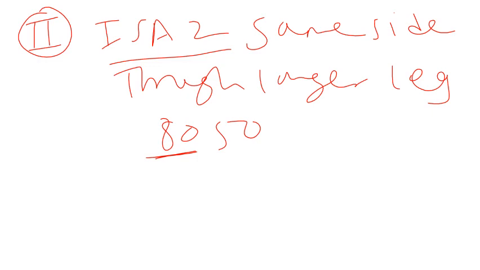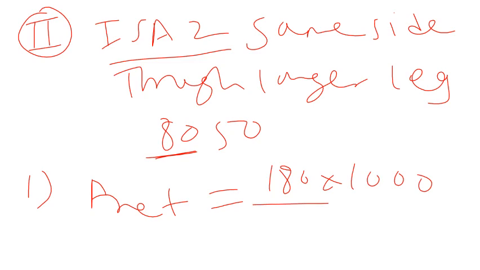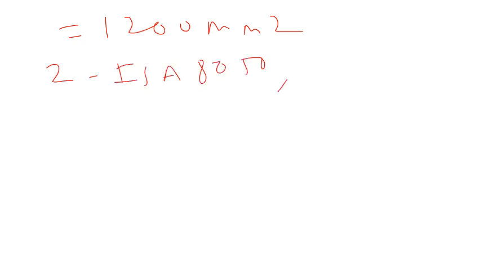The first step, again it will be the same to find out the A net required. So this is again angle, so it will be the same like earlier part, 180 multiplied by 1000 to make into Newton, divided by 150. So this will come to the 1200. And same like earlier part, choose the two angles, 2 ISA 80-50 and thickness is 6 mm.